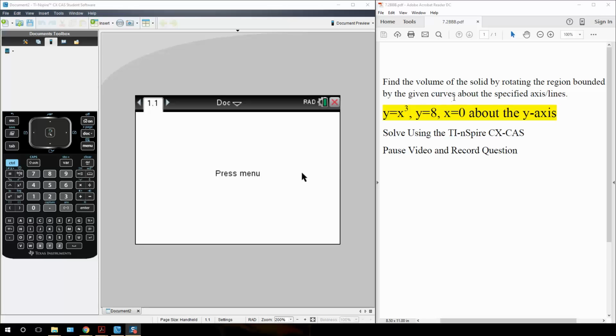Okay, in this question we want to find the volume of the solid by rotating the region over the specified axis. So we have y equals x cubed, y equals 8, x equals 0, and we're rotating about the x axis. So the first thing we want to do is get a general graph.